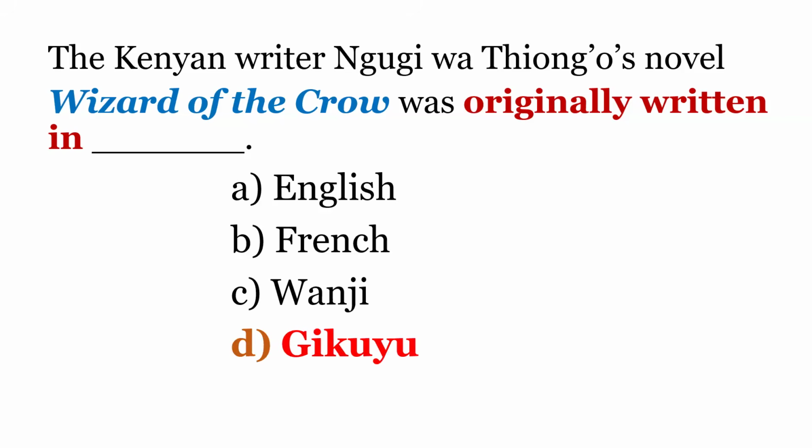Answer D, Gikuyu, G-I-K-U-Y-U. See, he wrote novels in English, then he went back to his mother tongue and started writing in his own mother tongue. And he also translated, or his works got translated into English later.